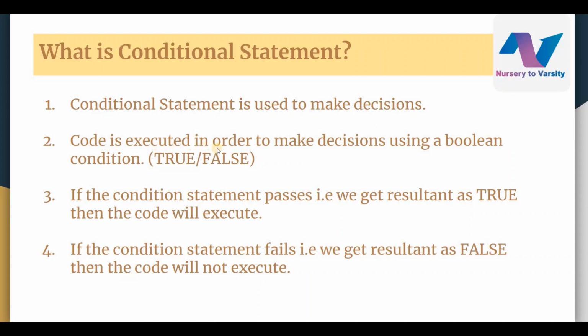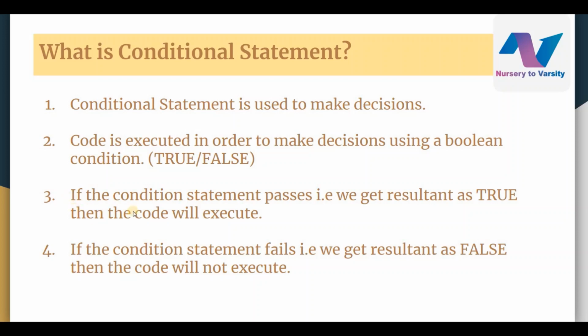Number 2. Code is executed in order to make decisions using a Boolean condition. Whenever you check the condition, whether your expression is passing or failing, if it passes, you will get a Boolean true. And if your expression fails, you will get false. That is the Boolean condition, right? So if it is true, we will run that expression and make decisions accordingly. And if it is false, we won't run that particular expression and rather make some other decisions.